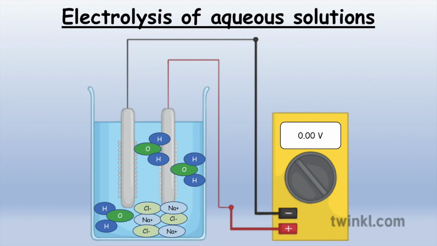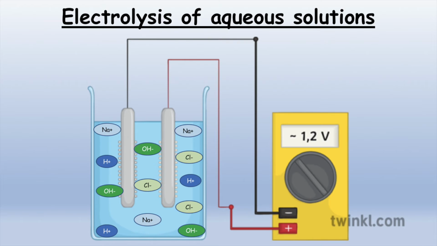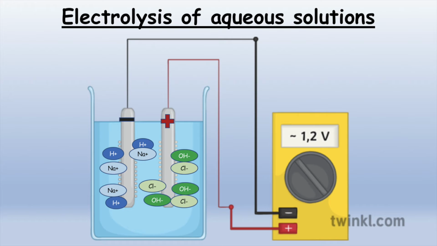The idea becomes more tricky when you need to determine the products that will form when an aqueous solution is electrolyzed. The reason it is more complicated is due to the presence of the water molecules. During electrolysis, the water molecules split into H+ and OH-, or a hydroxide ion. Their charge causes them to move to the oppositely charged electrode.